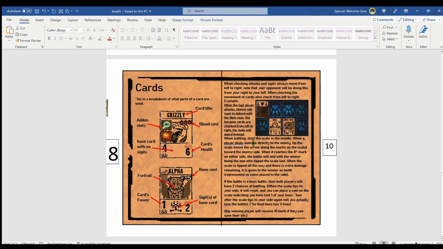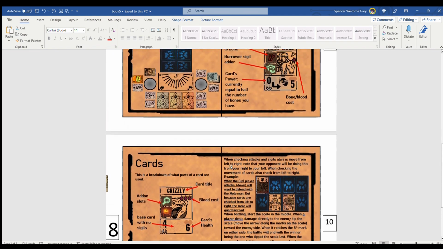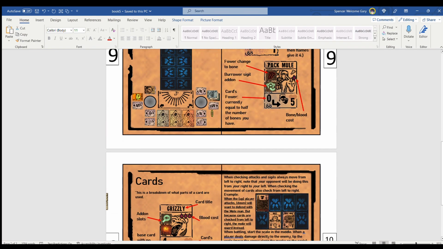When battling, start the scale in the middle. When a player deals damage directly to the enemy, tip the scale. Move the arrow along the marks on the scale toward the enemy side. When it reaches the 8th mark on either side, the battle will end with the winner being the one who tipped the scale last. When the scale is tipped all the way, and there is extra damage remaining, it is given to the winner as teeth, represented as coins placed to their side. And those coins would be placed on your little money section right here.